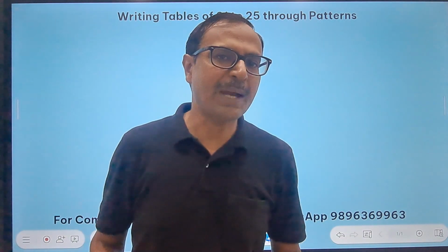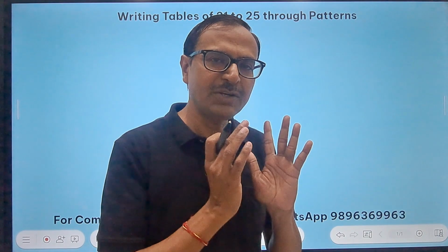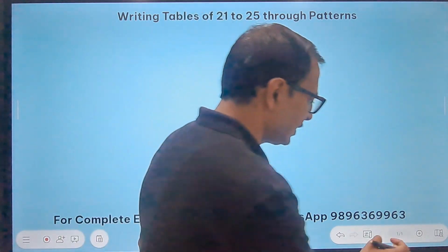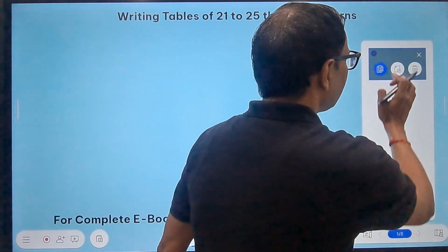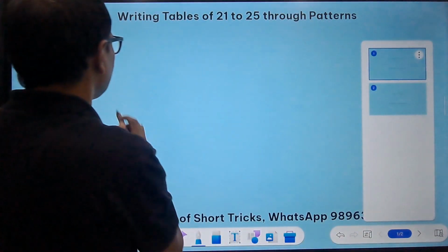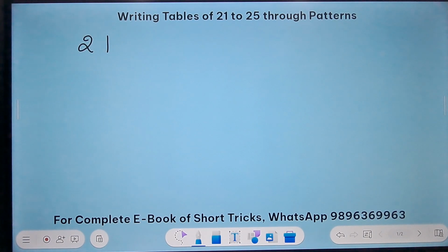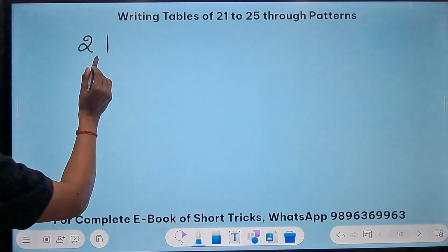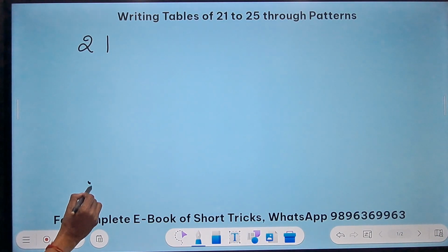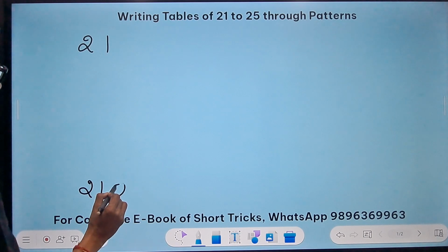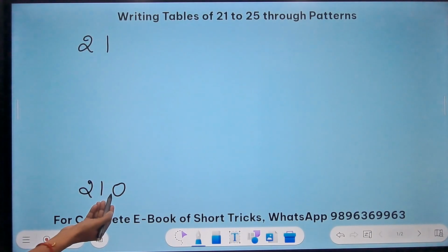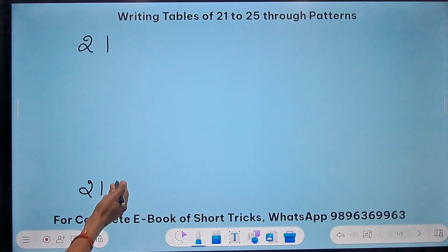So let's see the video in which I am going to take up the tables of 21 to 25. Right. So the first number is 21. Now when I talk about 21, it's a very easy pattern which you can follow. Here 21 and 210, that's pretty obvious, right? 21 times 1 is 21 and 21 times 10 is 210.